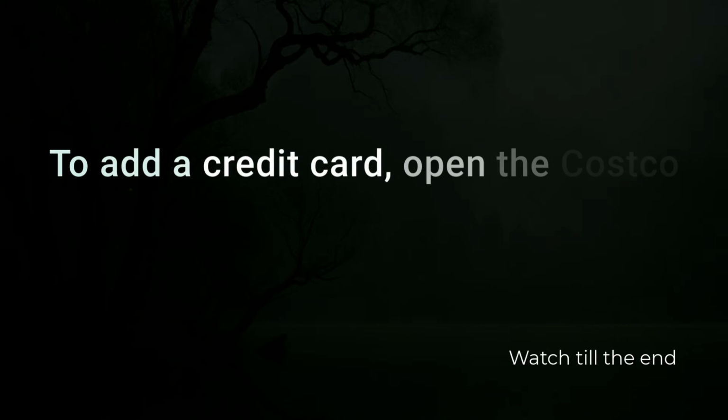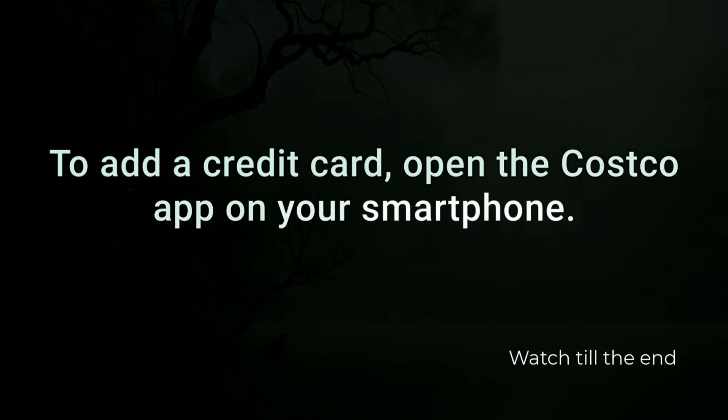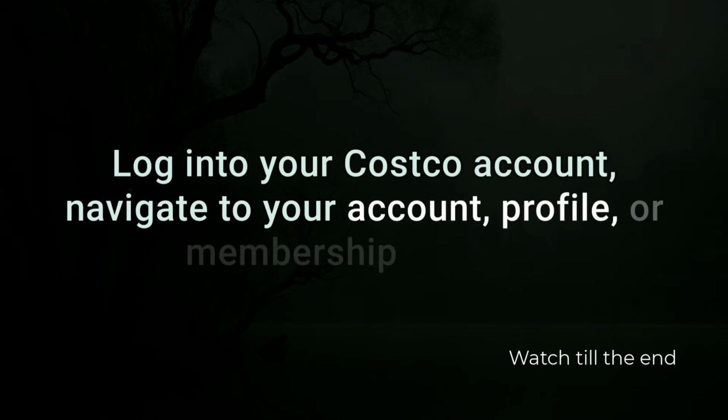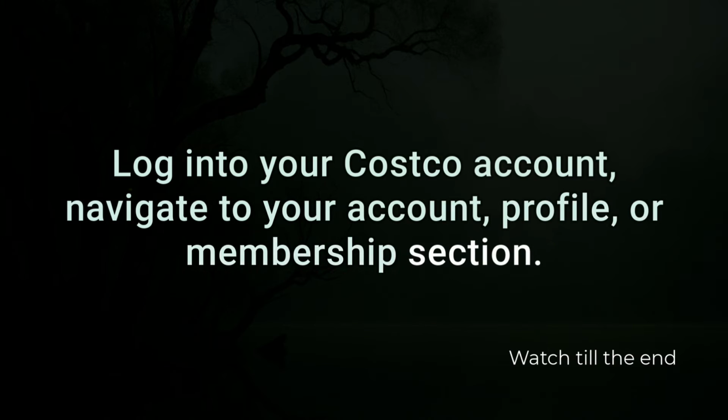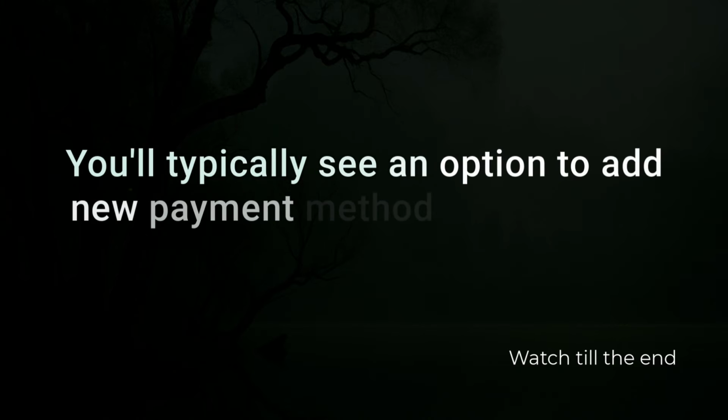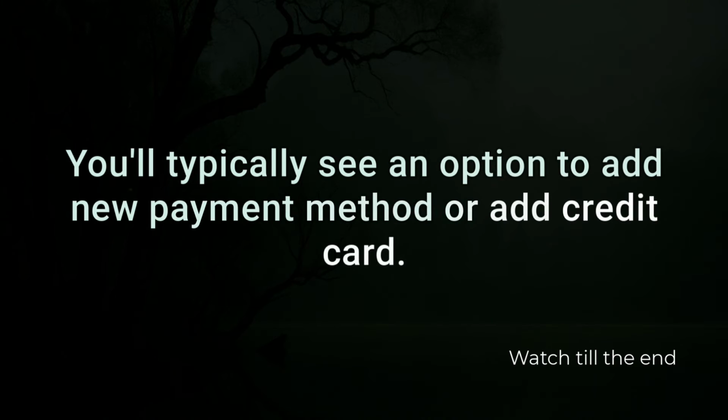To add a credit card, open the Costco app on your smartphone. Log into your Costco account. Navigate to your Account, Profile, or Membership section. Look for Payment Methods or Wallet. You'll typically see an option to Add New Payment Method or Add Credit Card.